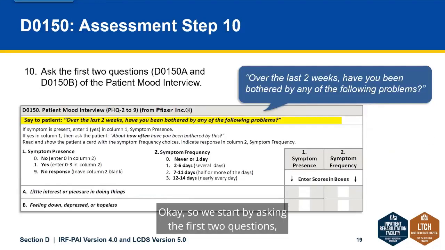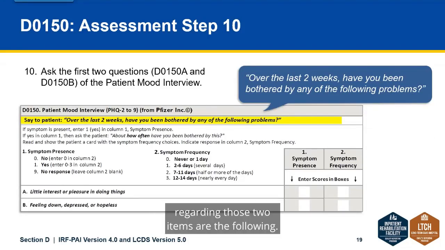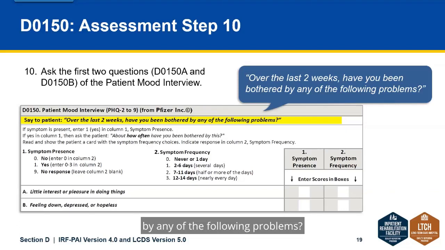Okay, so we start by asking the first 2 questions, D0150A and D0150B, of the patient mood interview. Now, the questions we ask regarding those 2 items are the following. Over the past 2 weeks, have you been bothered by any of the following problems? Then list the problems or symptoms that are included in D0150A.